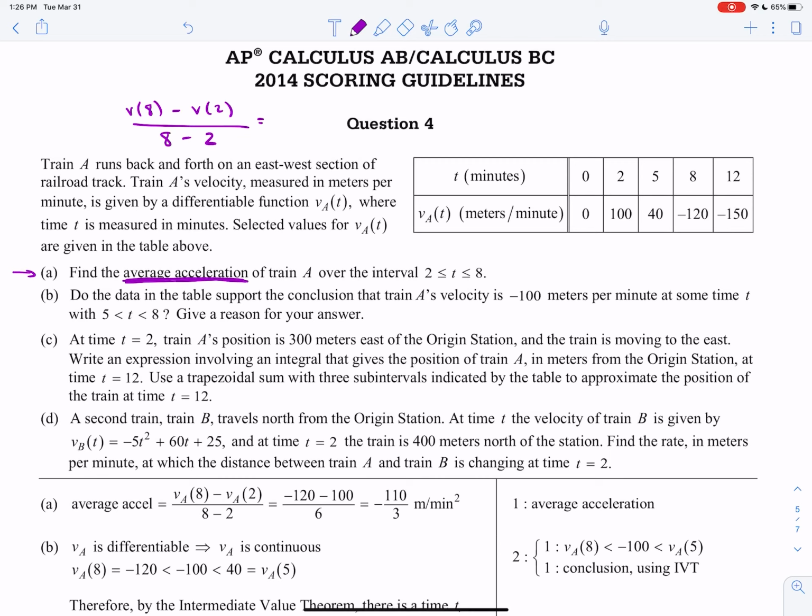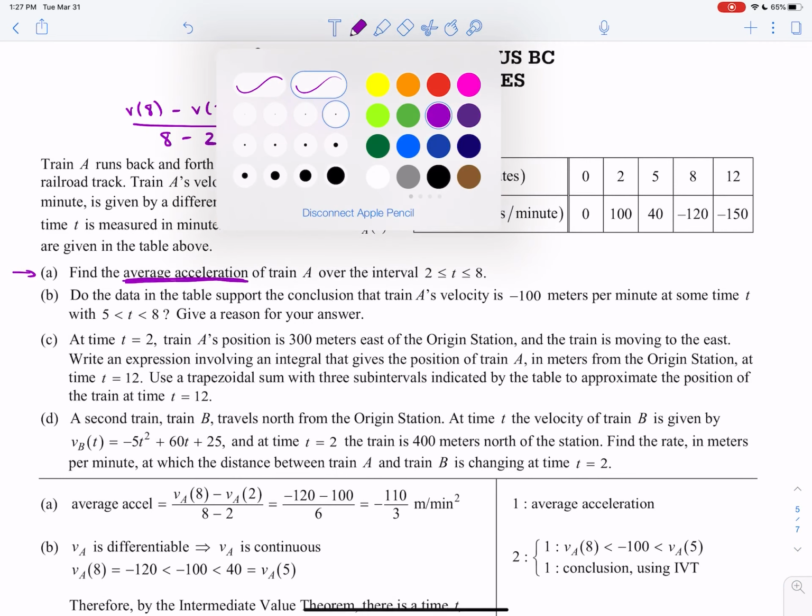V of 8 is really just negative 120. V of 2 is just 100. And that's enough to leave it as is. They don't ask for units, so you can actually just leave it just like this. Here's part B.